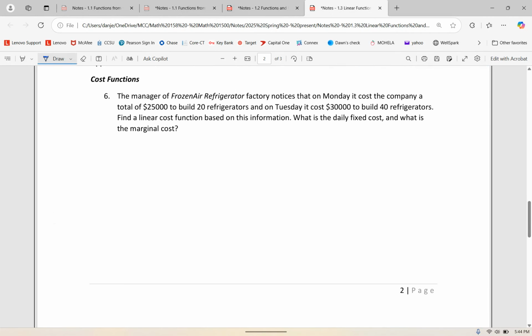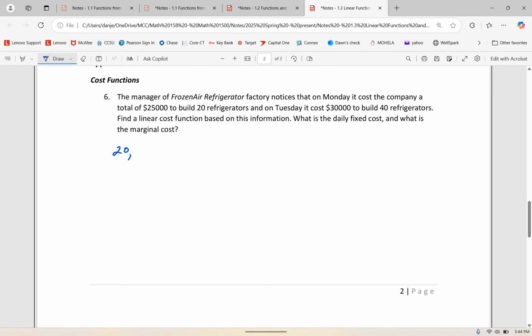A couple of application problems. The manager of Frozen Air Refrigerator Factory notices that on Monday it cost the company a total of $25,000 to build 20 refrigerators. 20 refrigerators were built for $25,000. On Tuesday, it cost $30,000 to build 40 refrigerators. So again, 40 refrigerators were built for a cost of $30,000. Find a linear cost function based on this information.